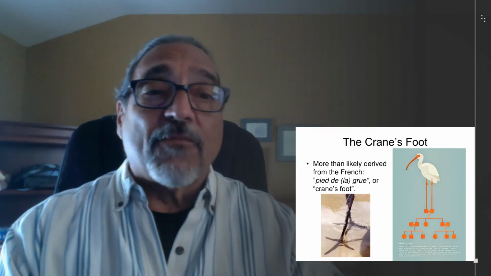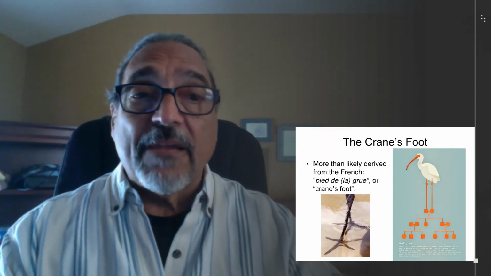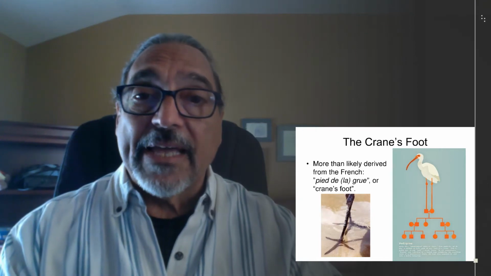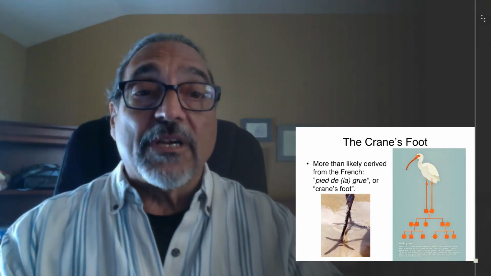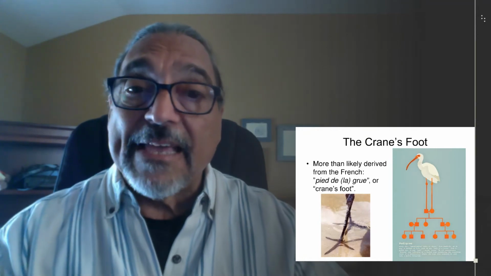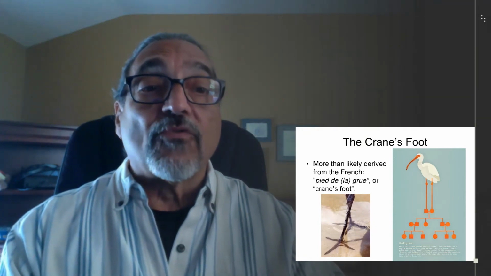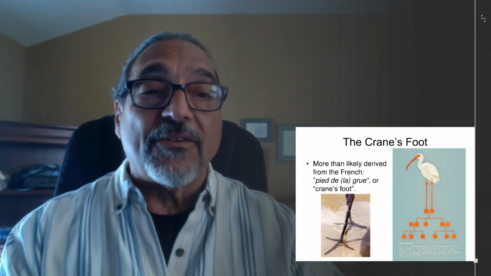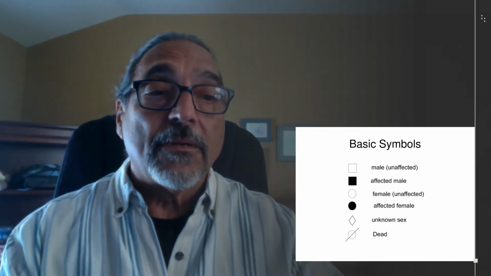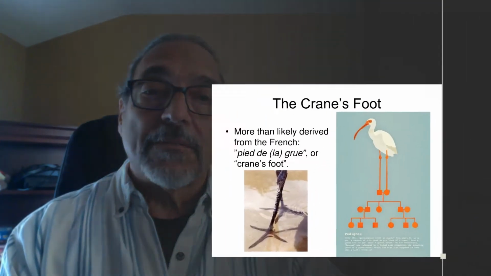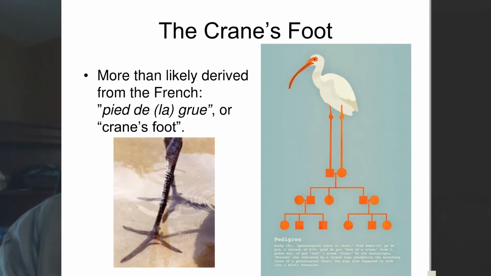So I like to think of where the name pedigree came from. If you think etymologically, it actually comes from the French, pied de la grue. Pied de la grue means the crane's foot. And you can see how the crane's foot looks very, very much like the existing pedigrees. Of course, these are very, very simple pedigrees that we have here.